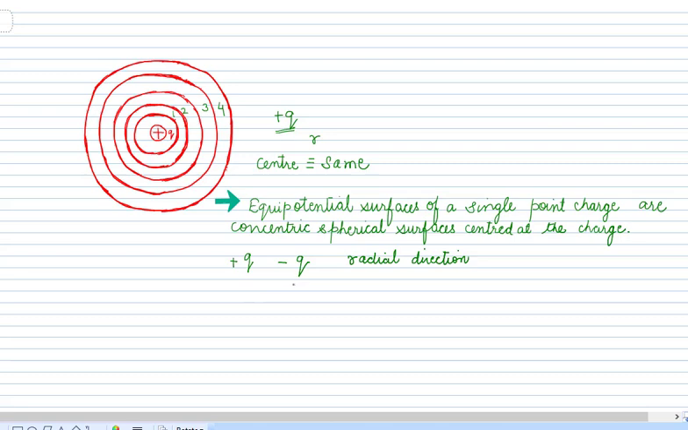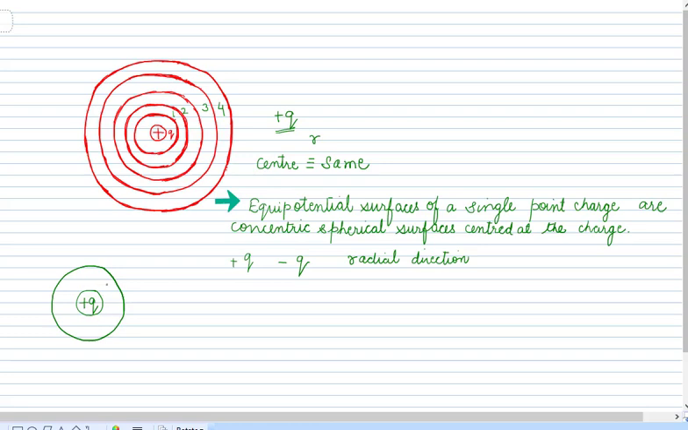So the electric field at every point is normal to the equipotential surface. How? Say this is our charge plus Q, kept at the center. Then we want to draw an equipotential surface. Say a single surface we want to draw, then this is an equipotential surface. This may not be a perfect sphere because I am drawing by hand. So if this is a charge plus Q, then this is the equipotential surface, which is a spherical surface.